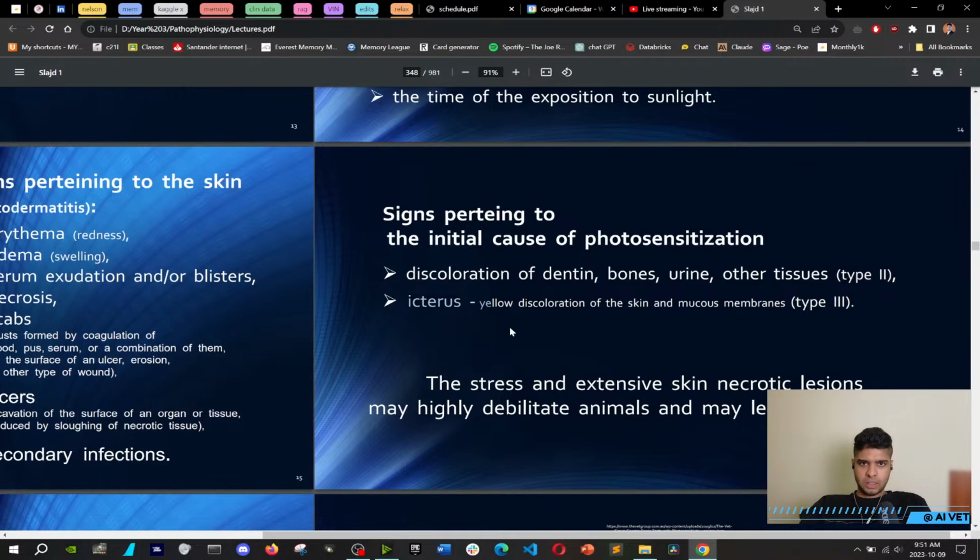Erythema is redness, icterus is yellow discoloration of skin and mucous membrane. Okay. So the stress and extensive skin necrotic lesion may highly debilitate animals and may lead to death. Okay.